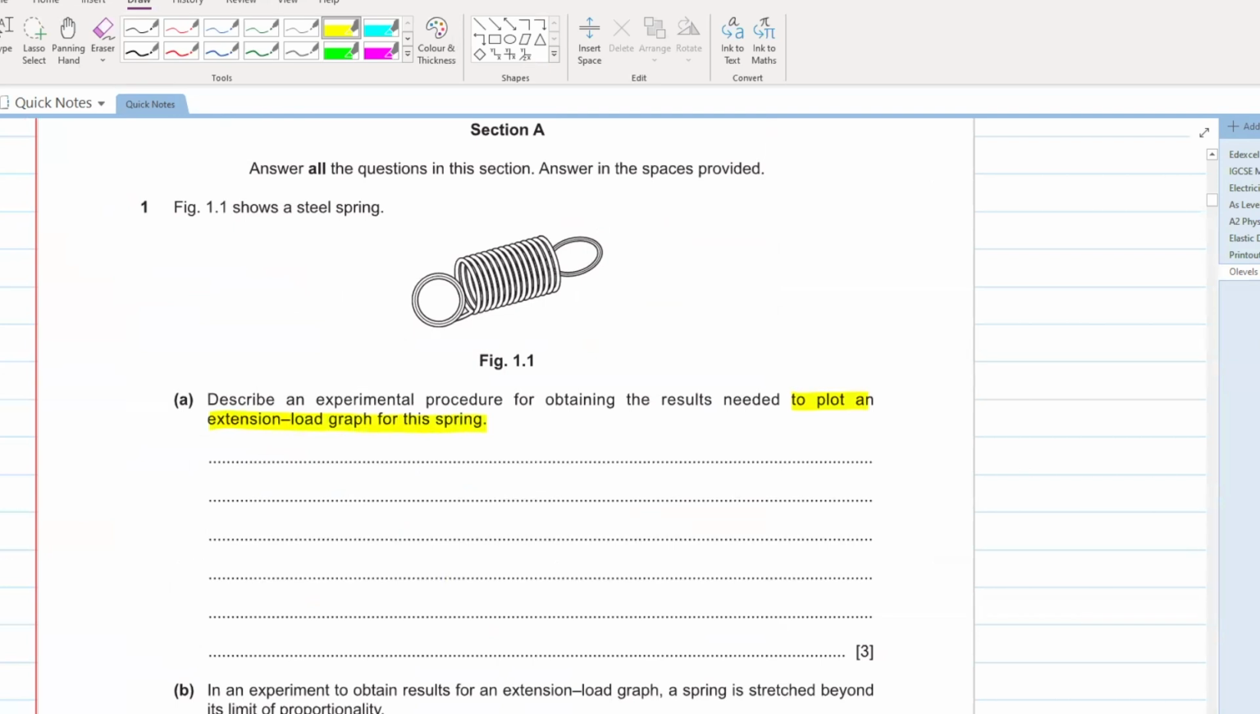We have to plot the extension load graph for this spring. How will you do that? First of all, you can measure the initial length. You can attach a marker.